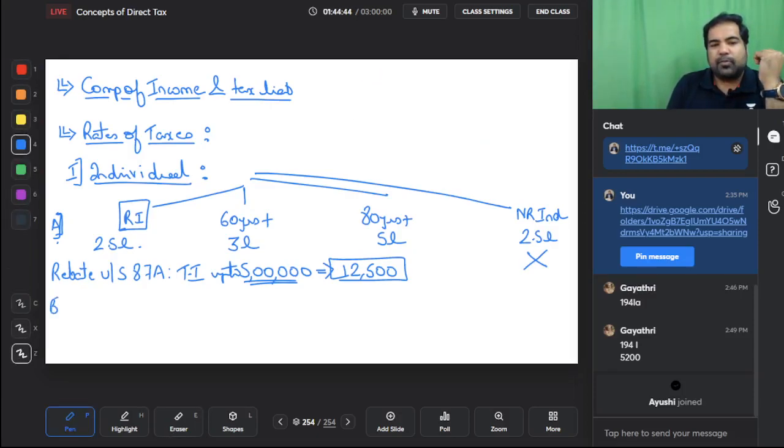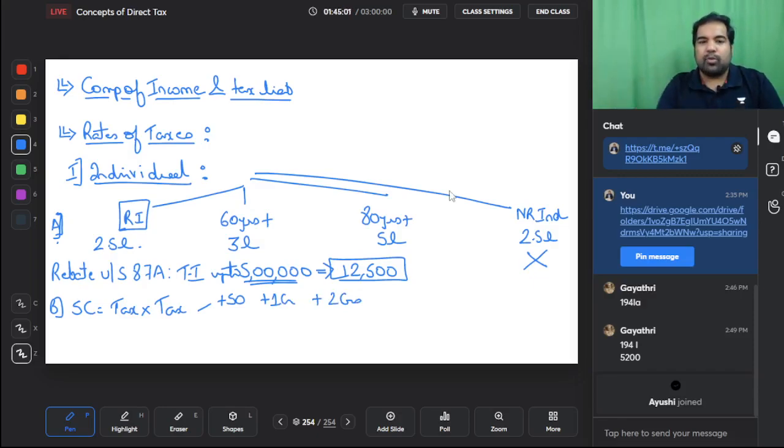Next is B, which is surcharge. The surcharge is basically a tax on the tax. So only if you have A, then you can have B. And the surcharge rates apply if your total income is more than 50 lakh, or double it, more than 1 crore, or double it, more than 2 crores, or double it and some more, more than 5 crores.